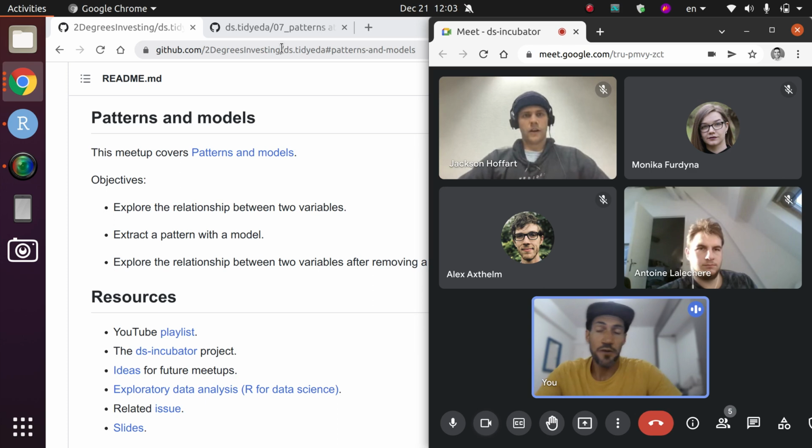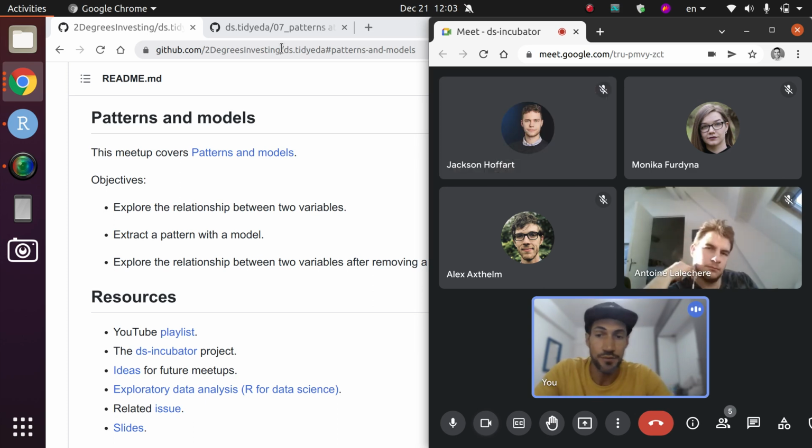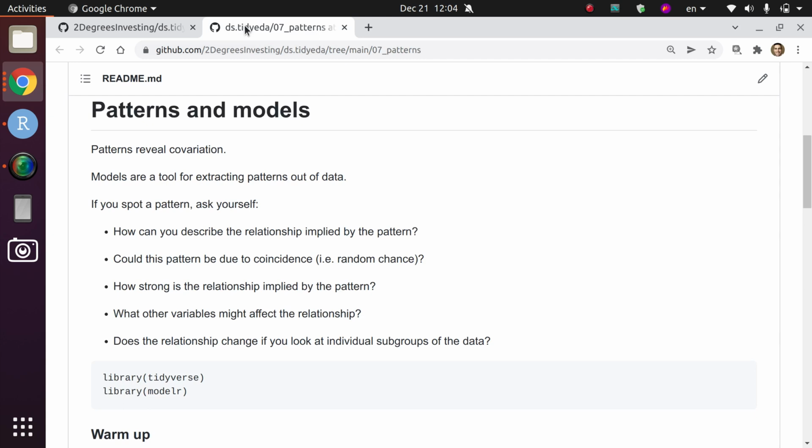So today we're going to be covering patterns and models, and the objectives are three. First, we want to explore the relationship between two variables. Then we are going to be extracting a pattern that comes from that relationship, and finally we are going to explore the relationship again once we have extracted the pattern and see what remains. Those are the objectives of today.